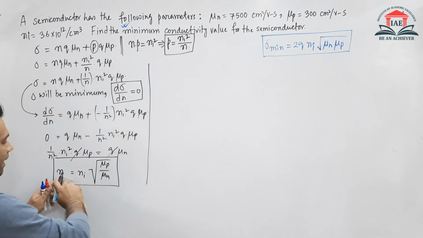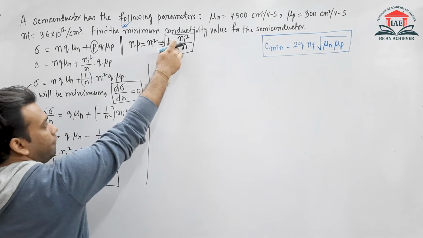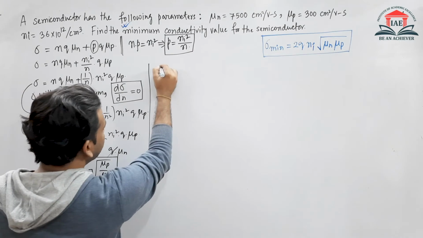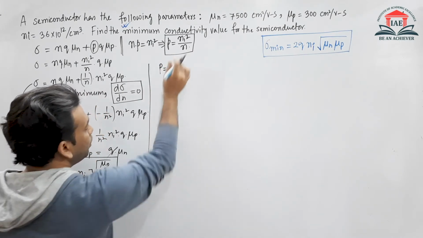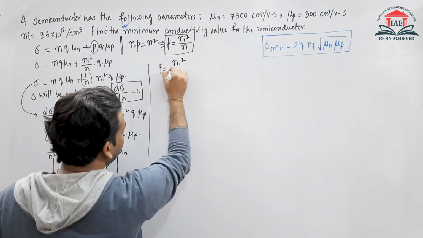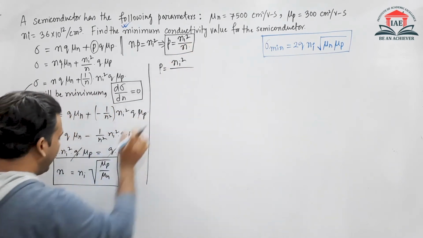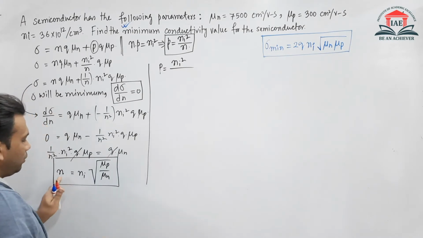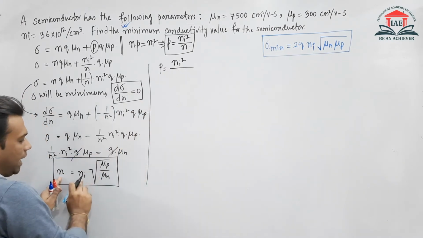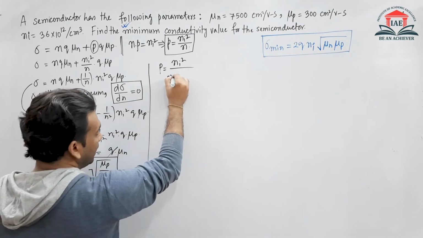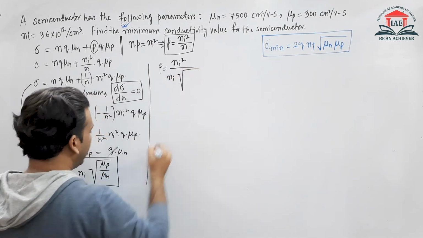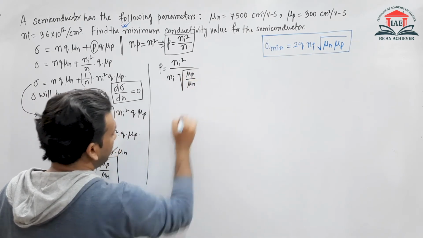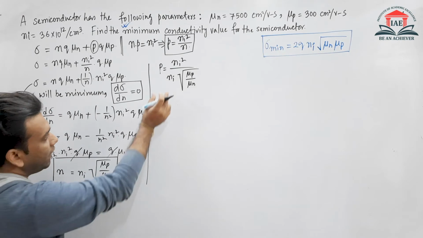So I will put the value of n here and I will find the value of hole concentration when the conductivity is minimum. So that means p will be equal to ni squared divided by this n, and I will put this n value here. So I will get the value of hole concentration. So I will put this value here: ni, and here is root over mu p by mu n. So from this value I can find the value of p.